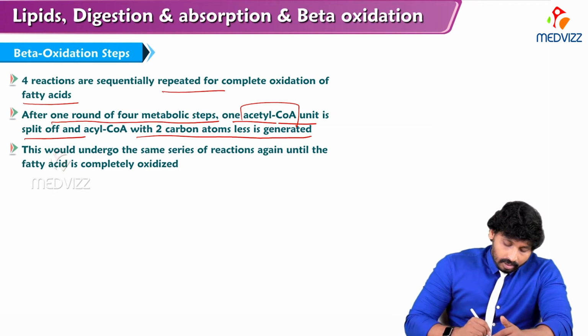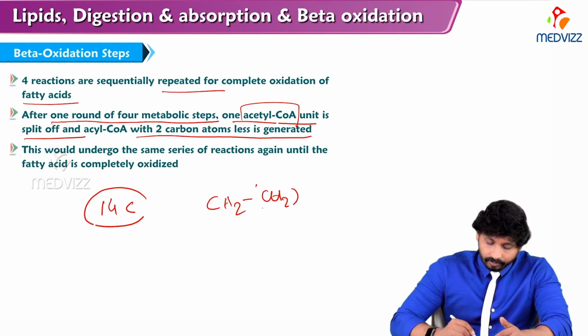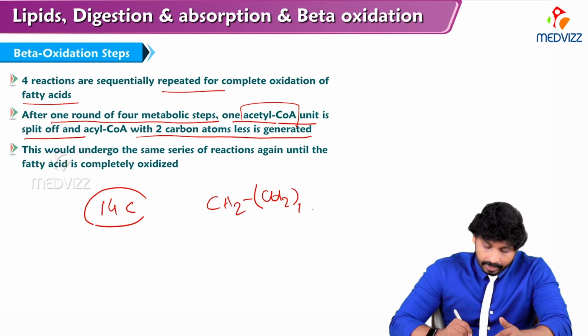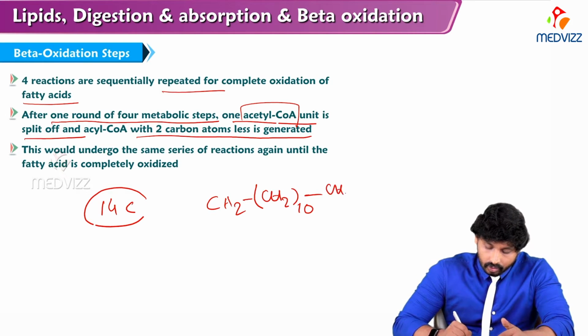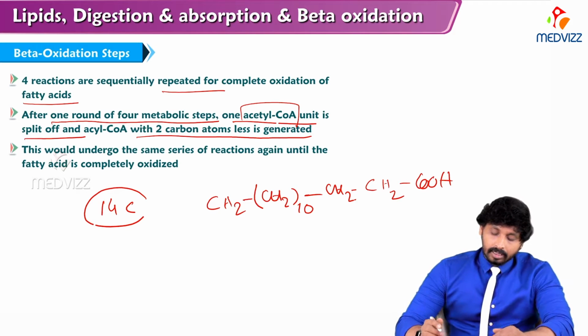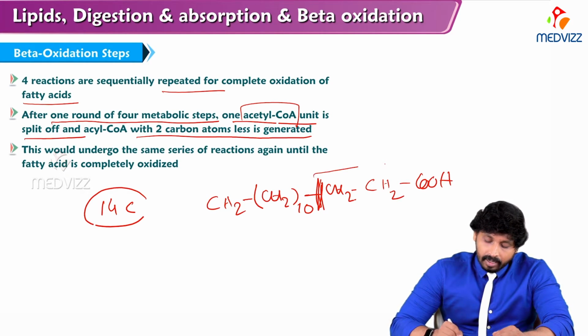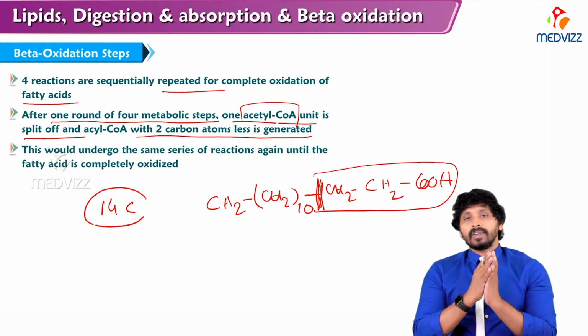So suppose a 14 carbon compound is undergoing beta oxidation. So I will write like this: CH2, CH2, and so on, CH2 up to the 14th carbon, then CH2, COOH. So 14 carbons are there. So beta oxidation means this part will be removed here. So 2 carbons, you can say. So the 2 carbons will be less from the 14.